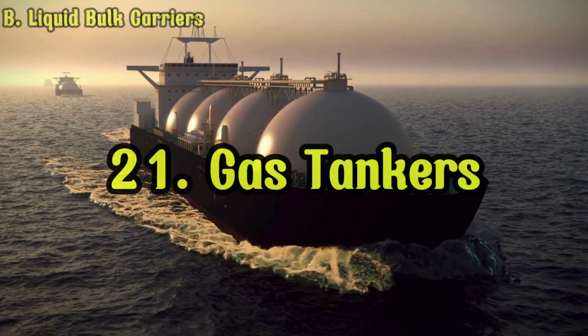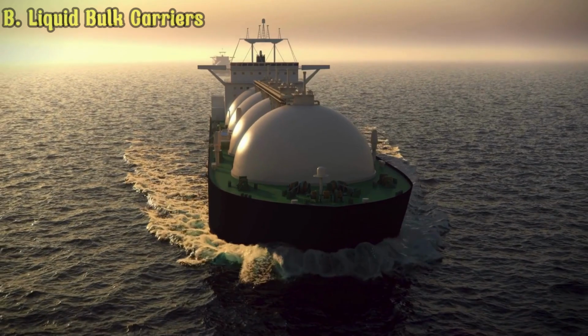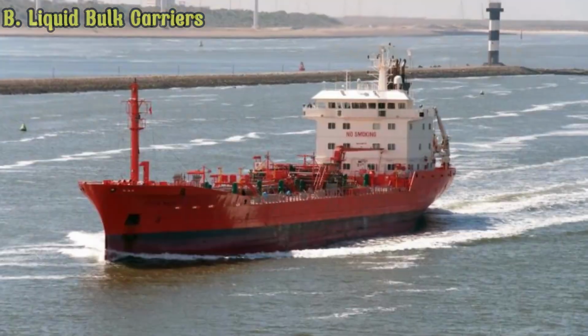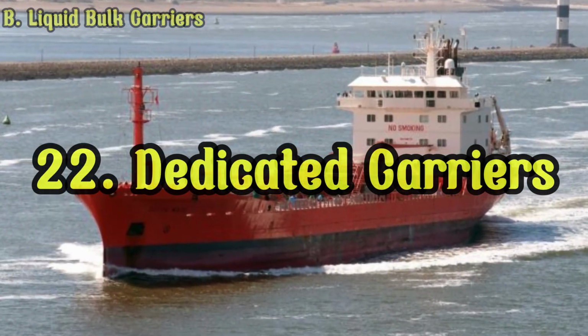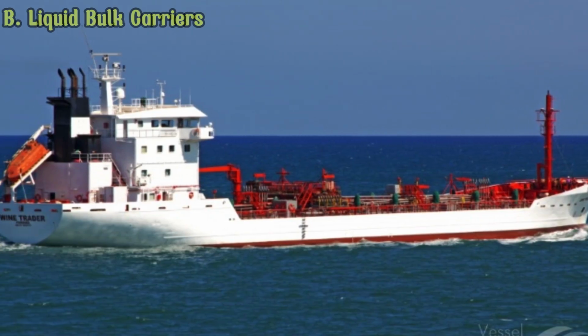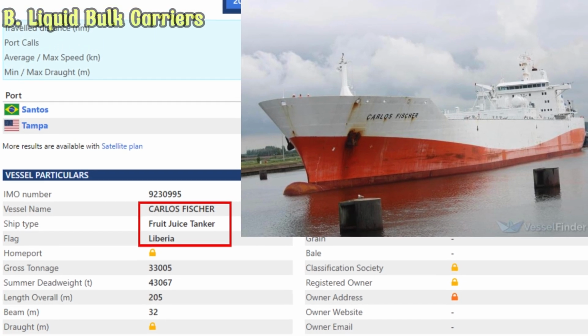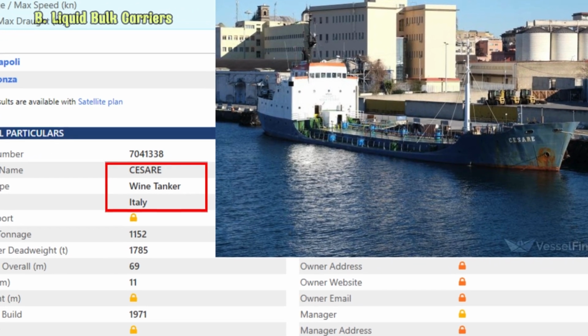21. Gas tankers. Carries gaseous chemicals that are liquefied after pressurization or refrigeration. 22. Dedicated carriers. These ships are designed to carry a single type of cargo throughout their lifetime. Examples of these ships are fruit juice carriers, orange tankers, and dedicated wine carriers.